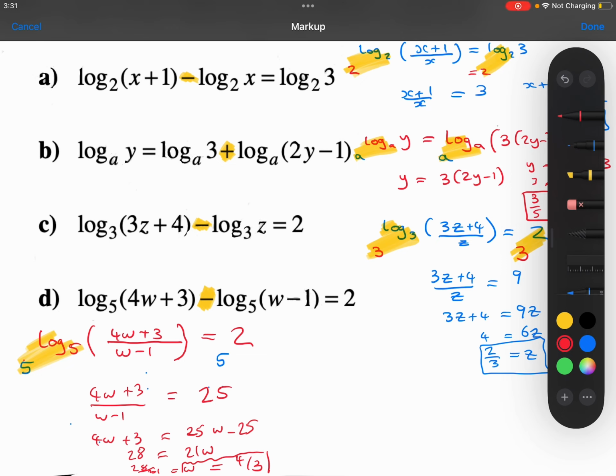So the important thing with all these questions is to make the logarithm the subject using the laws of logarithms so that you can then remove it by doing the base to the power of.